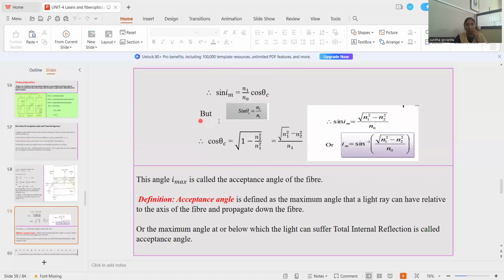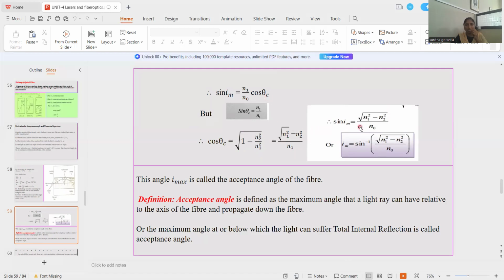So we have the sin theta c value: sin theta c is equal to n2 by n1. From this, cos theta c can be written as under root of 1 minus sin square theta c. Substituting the sin theta c value, that is equal to under root of 1 minus n2 square by n1 square. This can be written as under root of n1 square minus n2 square by n1. This is the cos theta c value. Now substitute this cos theta value in this equation.